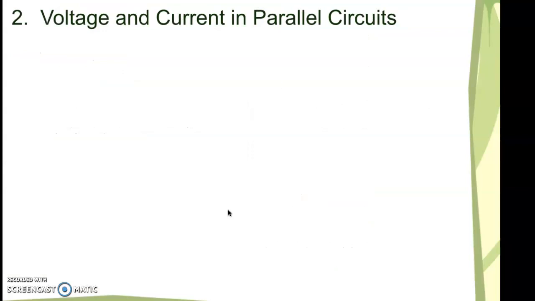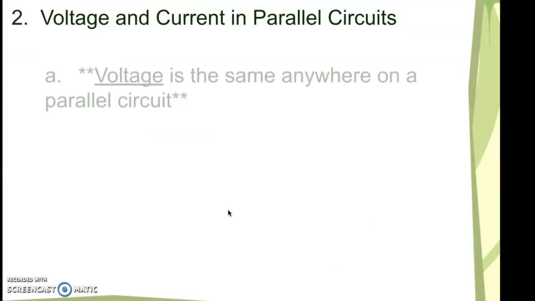Let's talk about voltage and current in parallel circuits. Yesterday, as we covered series circuit, we learned that the current remains constant because there's really only one path or one flow to measure.